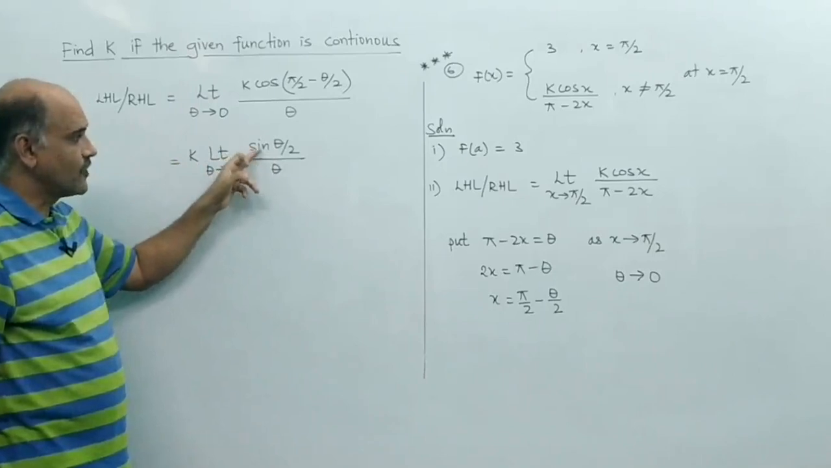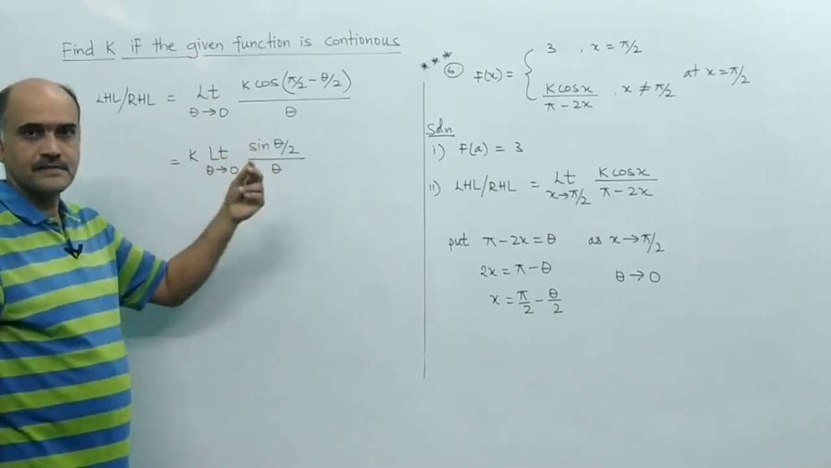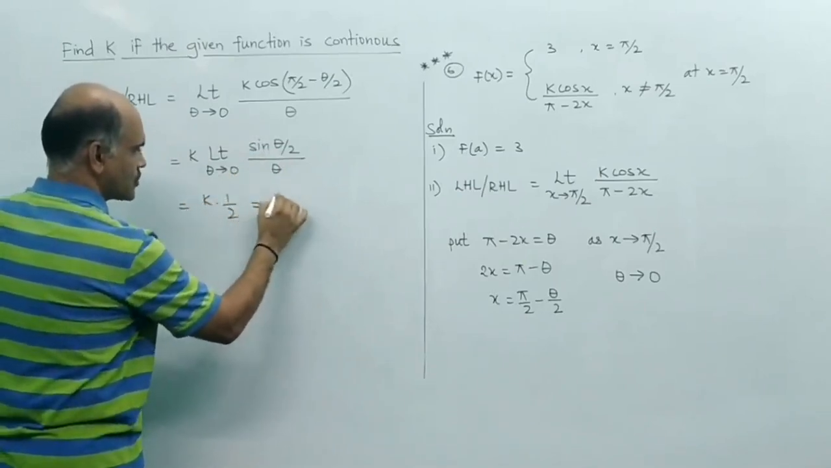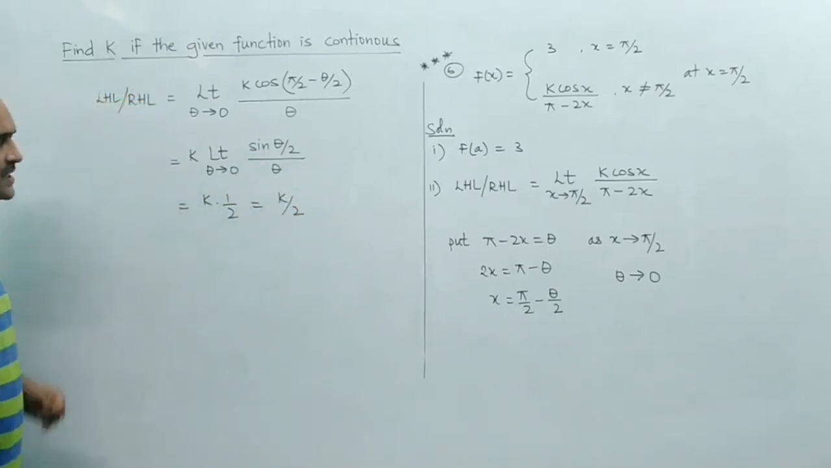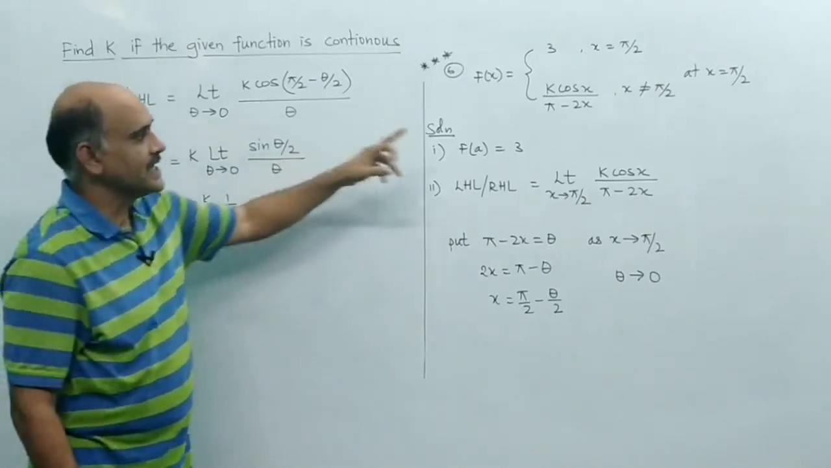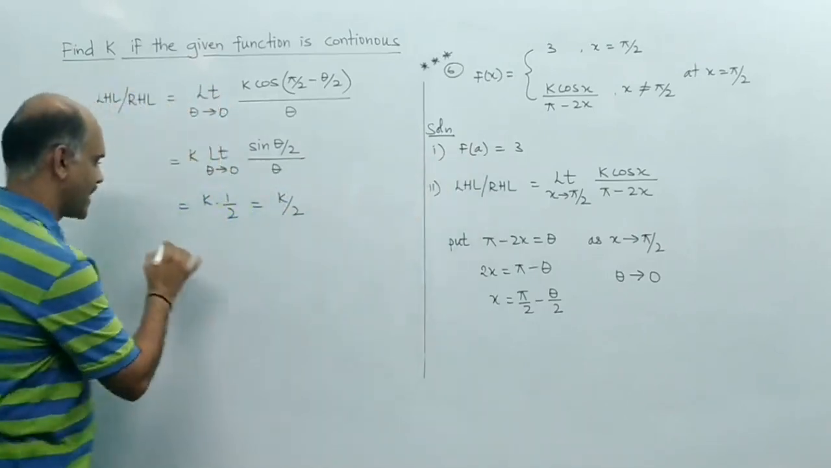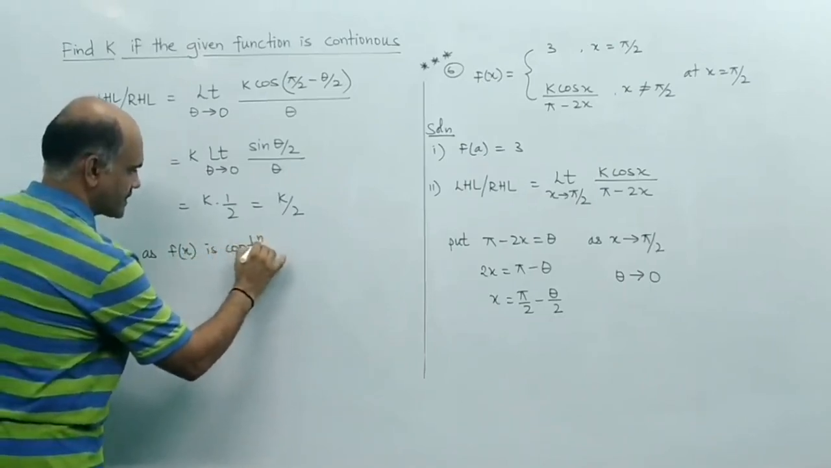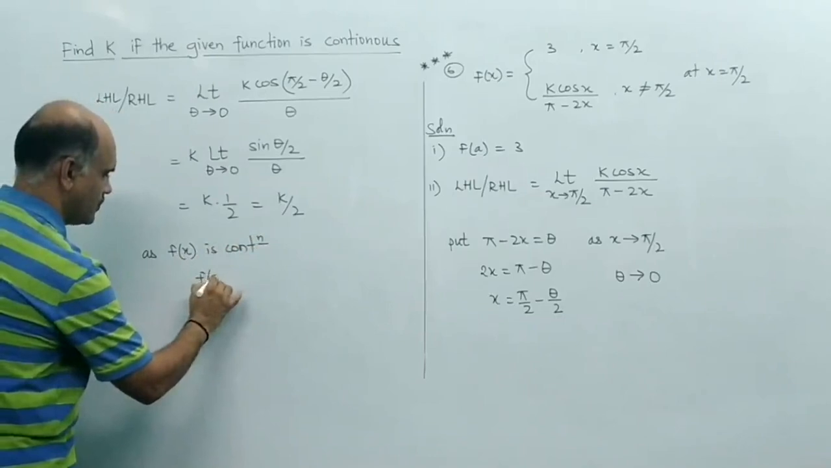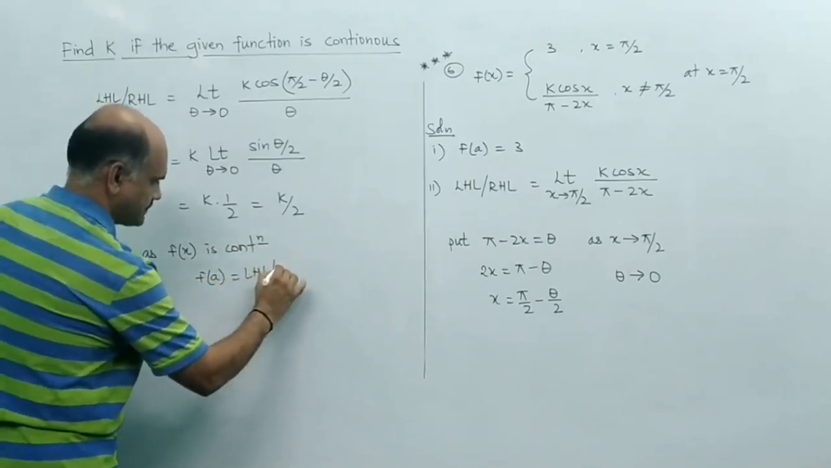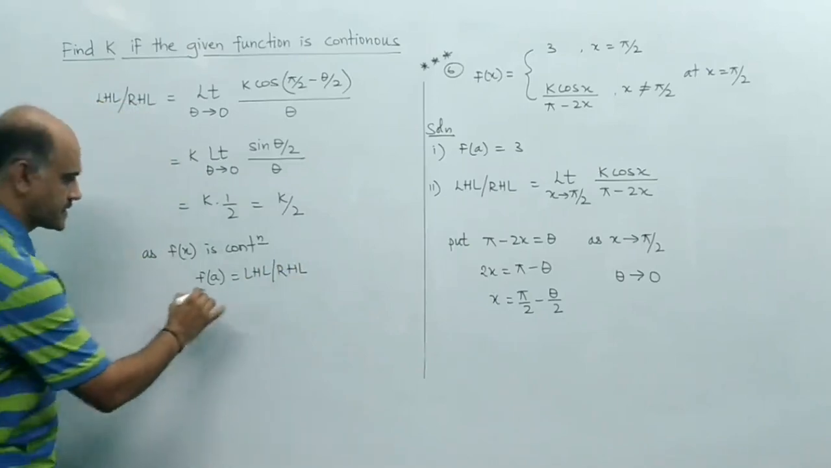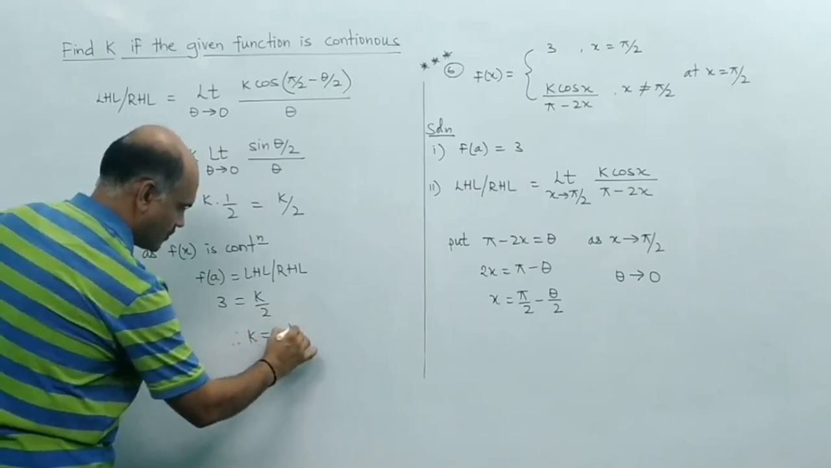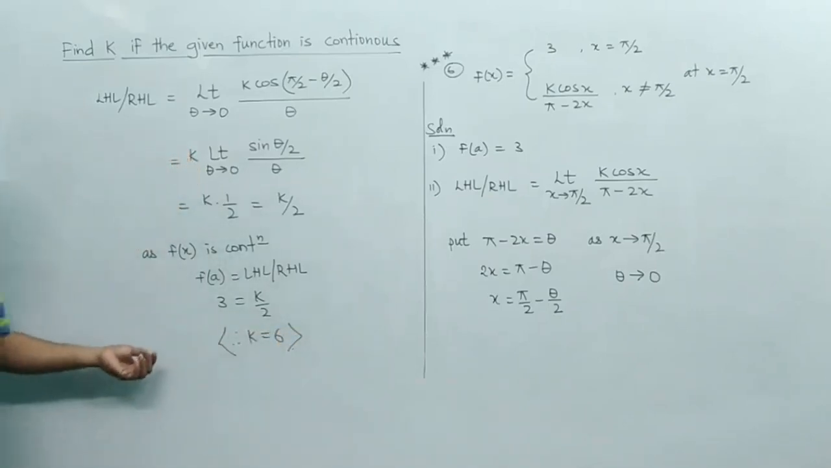Now again it is in the form of sin mx by x, and sin mx by x will be m, so your answer will be 1 by 2. So k into 1 by 2, you will get k by 2. Clear, students? Now again equate these two, you will get the value of k. As f of x is continuous, f of a is equal to LHL or RHL. So substitute, this is 3, this is k by 2, cross multiply, therefore you will get k is equal to 6. Clear, students?